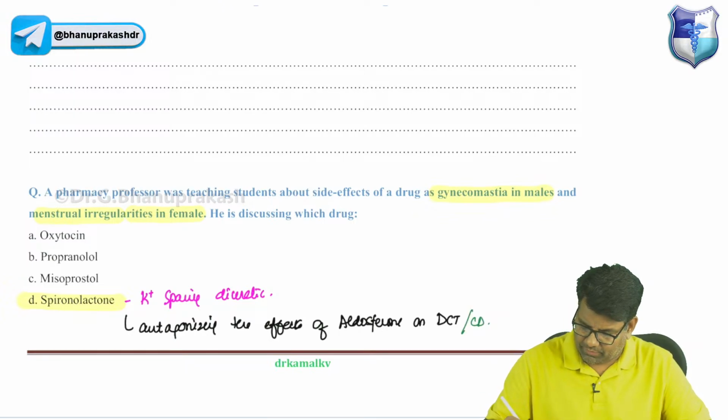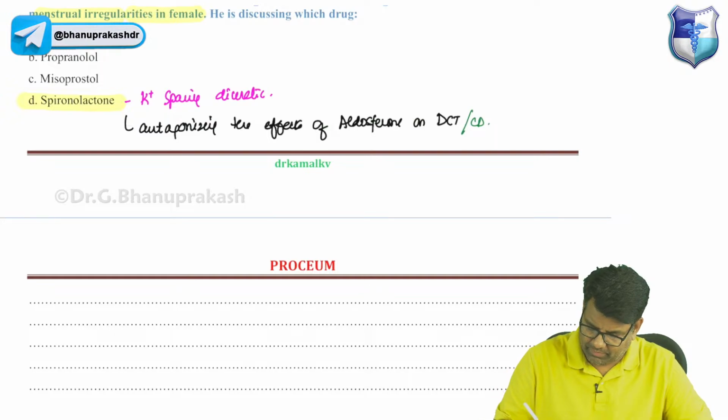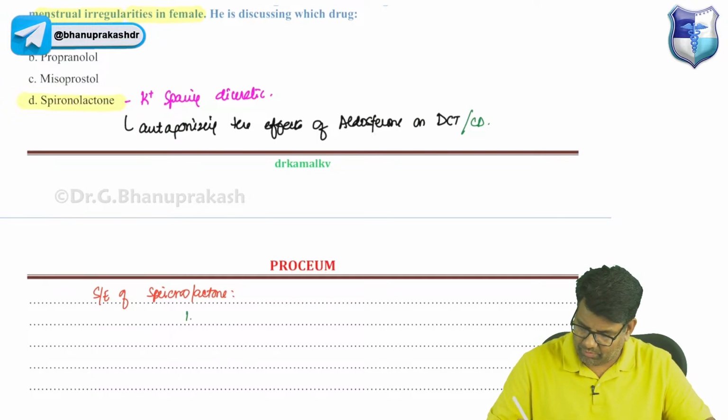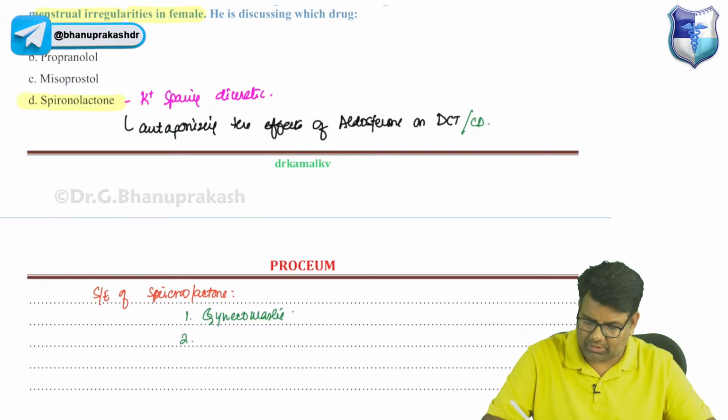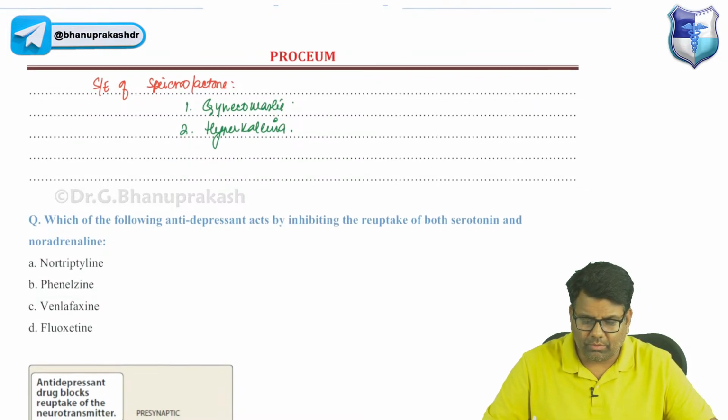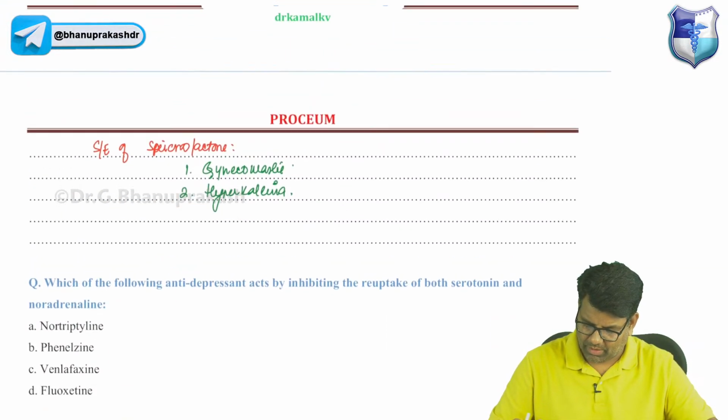And if we come to the side effects, just remember two important side effects. One is, of course, this question, gynecomastia in males. Second is, since it is a potassium sparing diuretic, it can cause hyperkalemia. Next question.